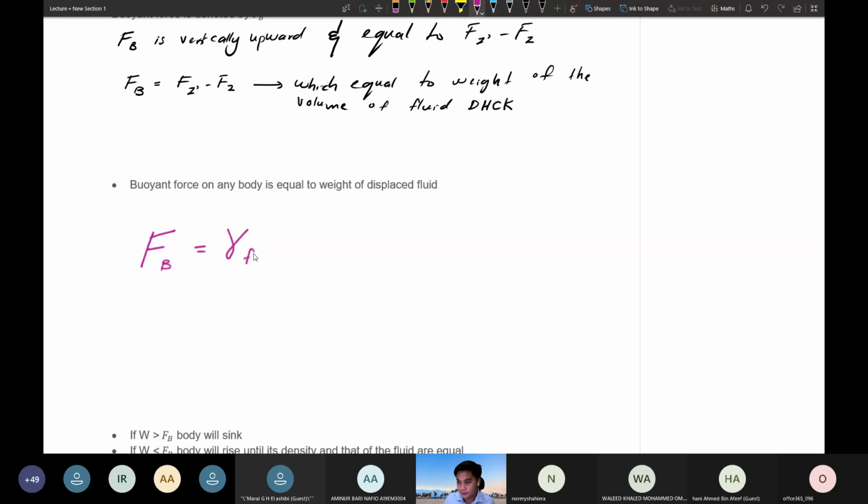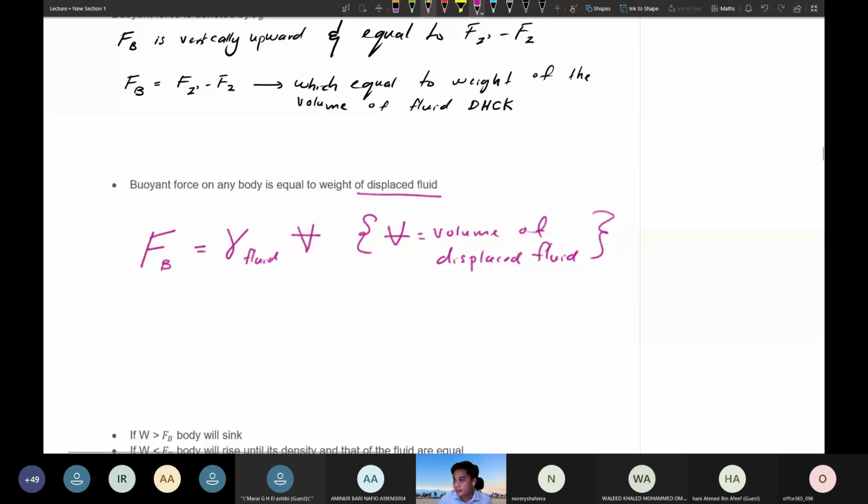gamma of fluid multiplied by the volume. Volume of what? The volume of the fluid displaced. V here represents the volume of displaced fluid. Okay, not the volume of the rock. Everyone, don't have a misconception, yeah? Not the volume of the rock.